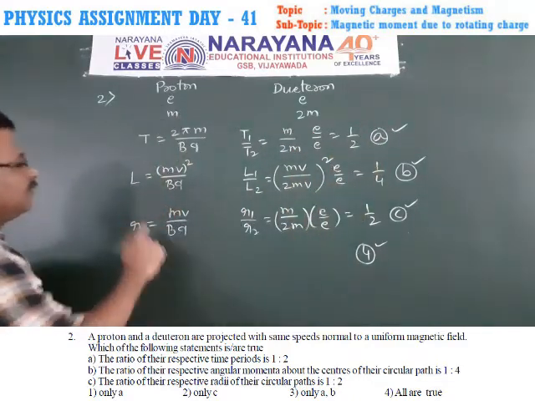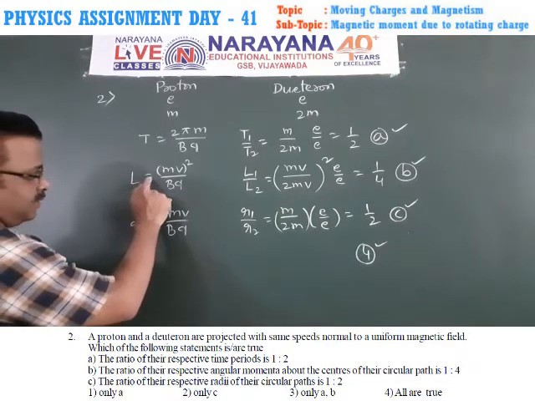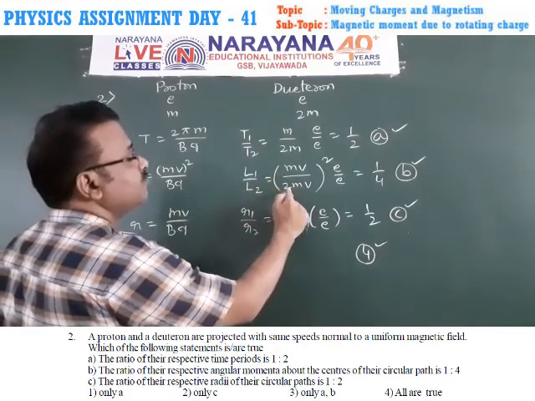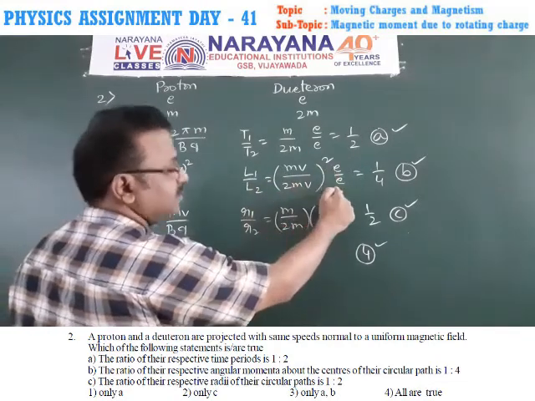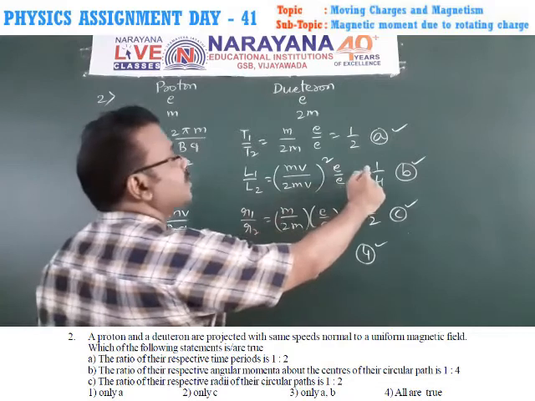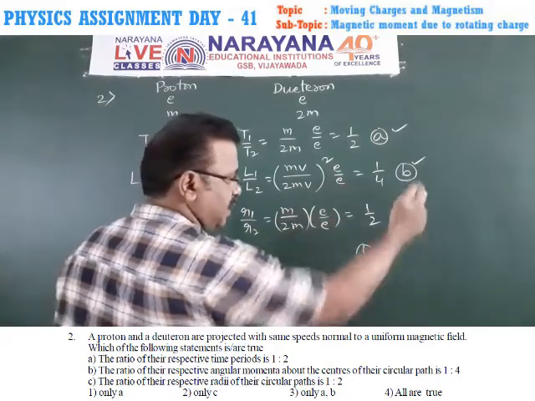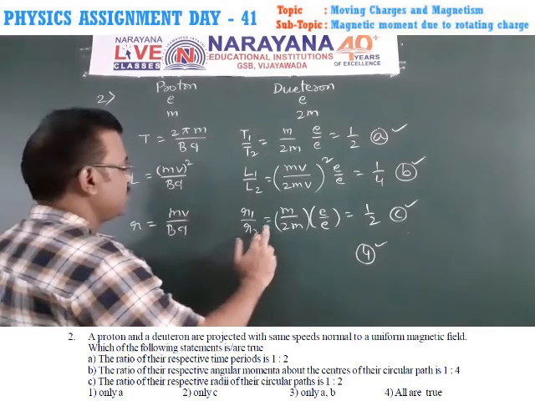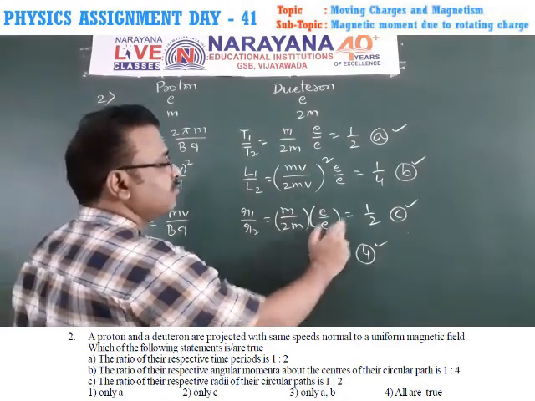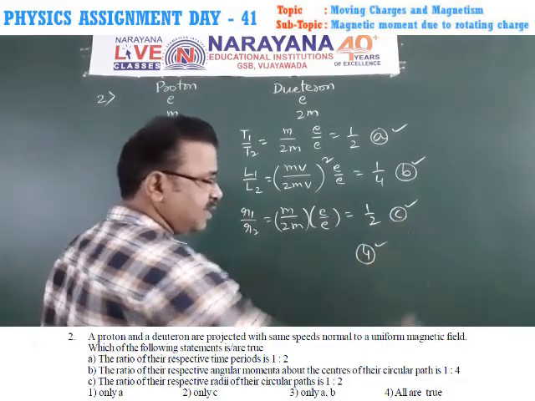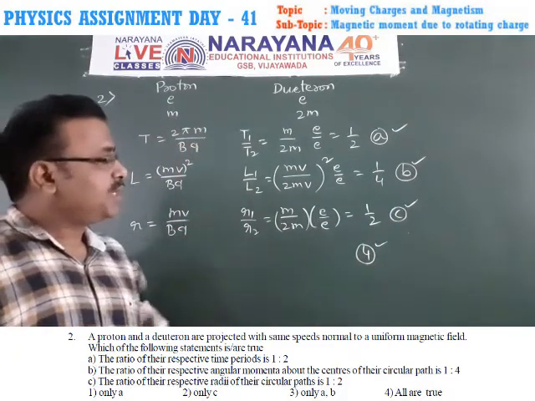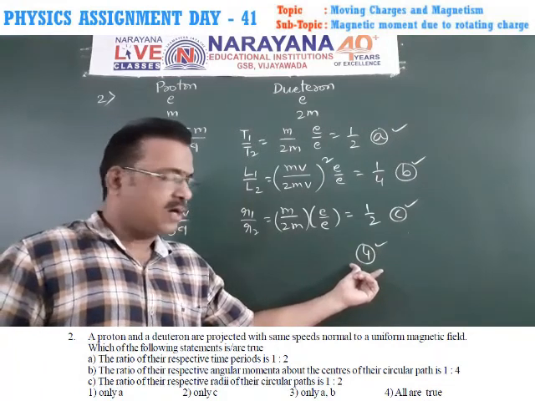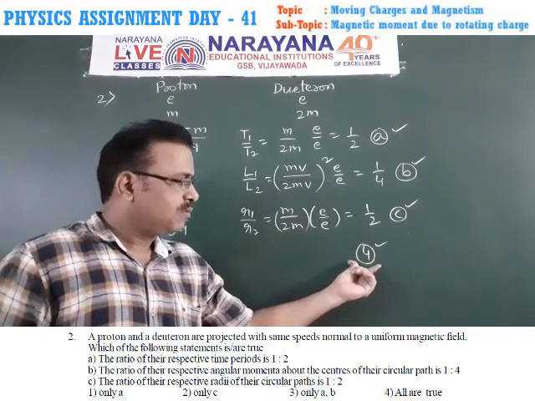A is correct. Angular momentum is equal to mv whole square by 2q. So L1 by L2 equal to ratio of momenta whole square by ratio of charges. So it is equal to 1 by 4. Then option B is correct. R is equal to mv by bq. R1 by R2 is equal to m by 2m, e by e, 1 by 2. So statement C is also correct. So in options, option 4 is correct because it is given that all are correct in the fourth option. So fourth option is correct.